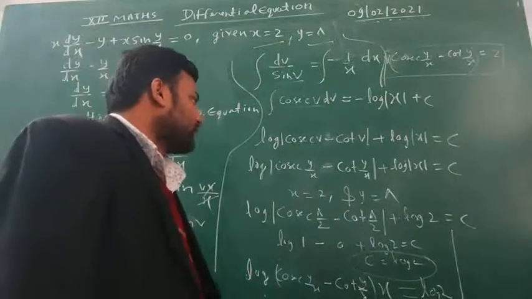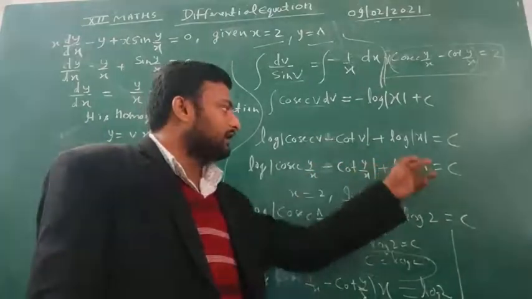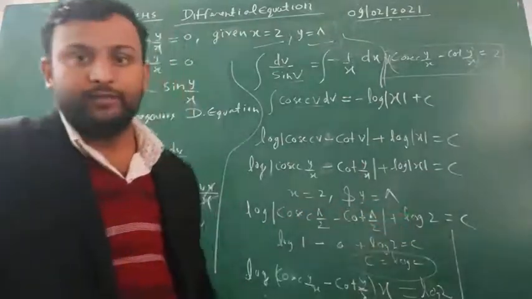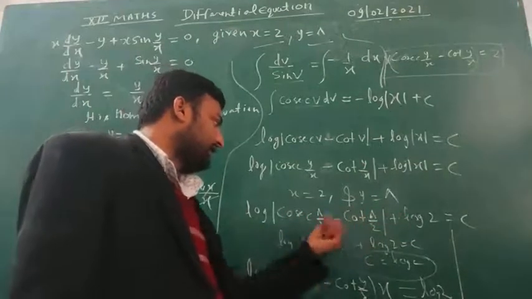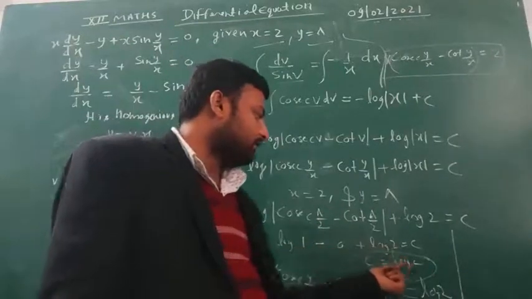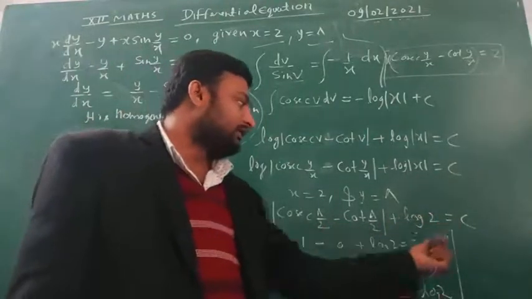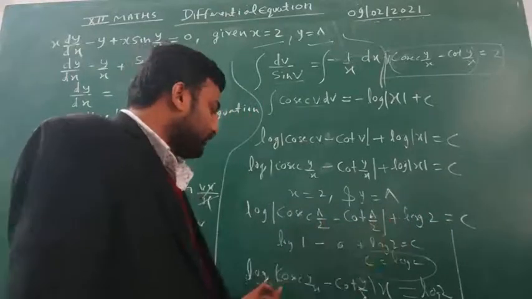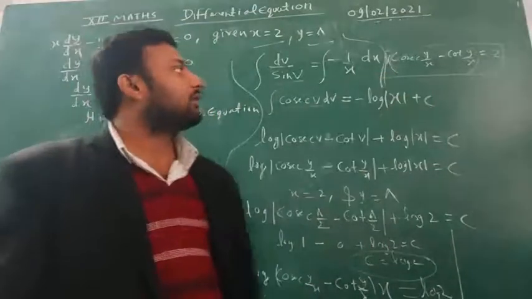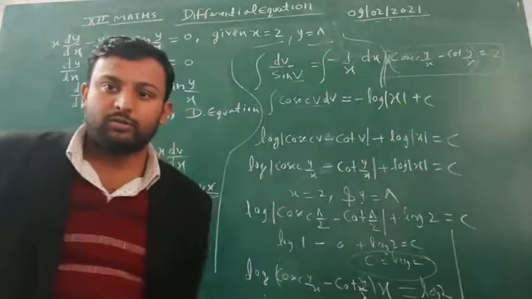And friends, you know this v can be written as y by x, and we have given x is 2, y is pi, so we put the value of x and y here. We get log 1 minus 0 is log 2, so c is log 2, students. We are putting this value in this equation. We are getting log m plus log n, so log m into n, and this log and log will cancel, students. We get the result cosec y by x minus cot y by x is equal to 2. I hope you understand, students.